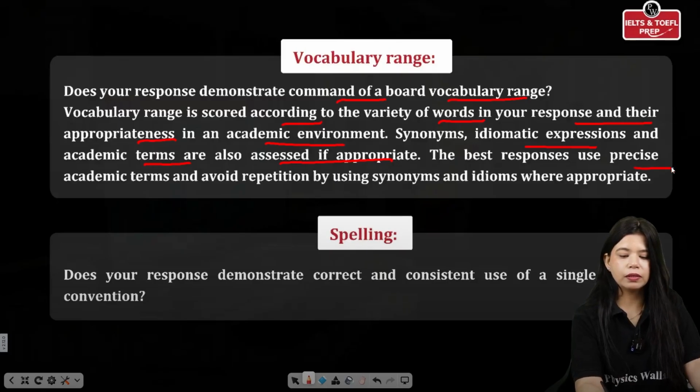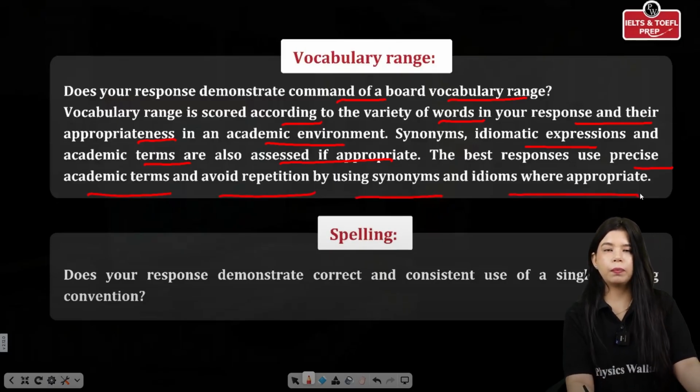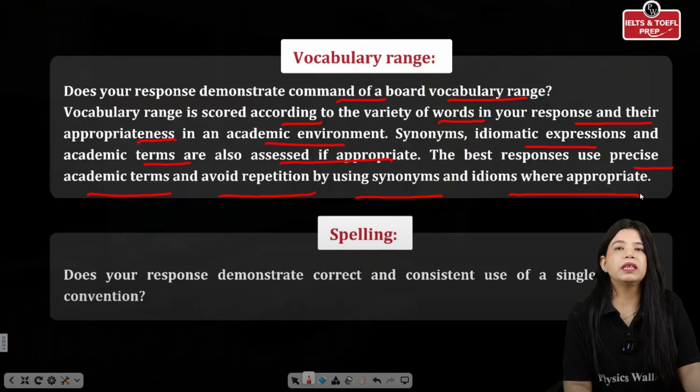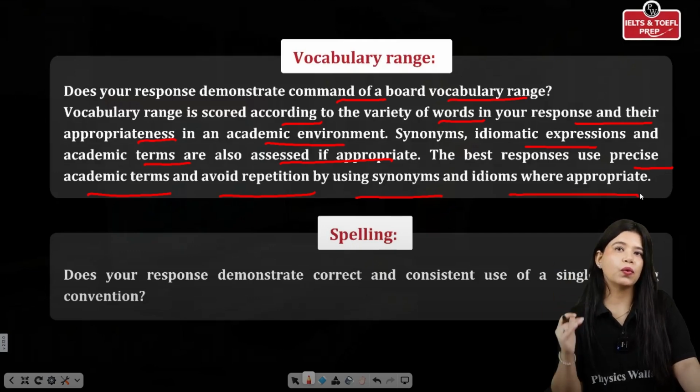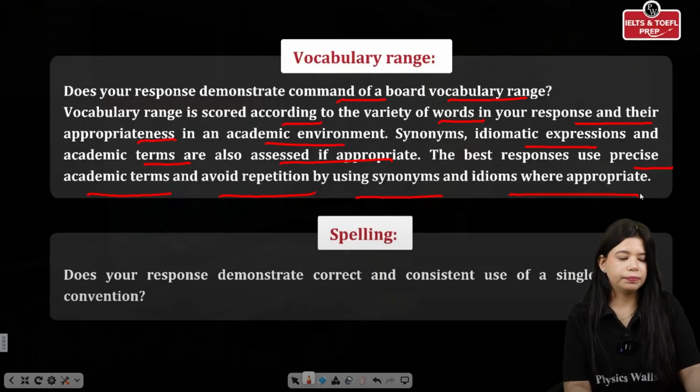The best responses use precise academic terms and avoid repetition by using synonyms and idioms where appropriate, because when you start repeating the terms, the polish of your essay goes down. So avoid as much repetition as possible. And of course, spellings. There should not be any goof-ups with spellings.